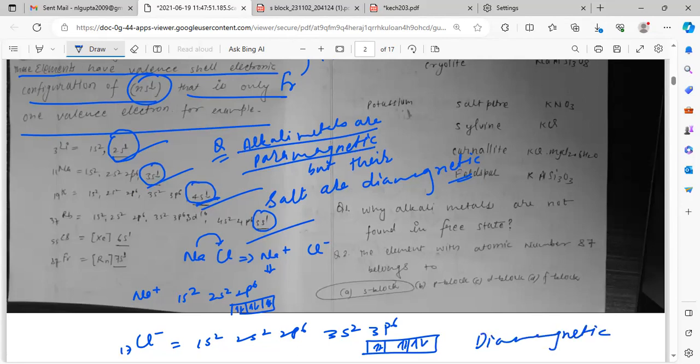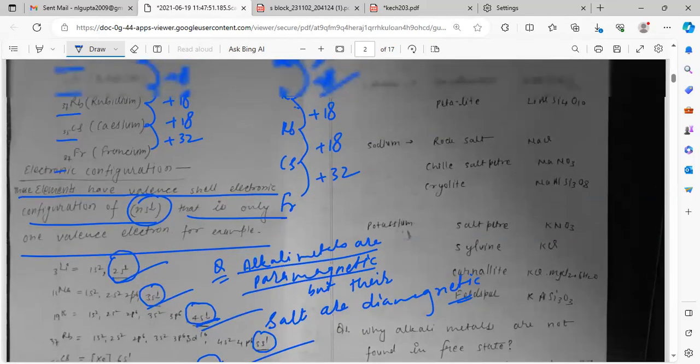Sir, these things are there in chapter 3, chapter 4, chemical bonding. There we are told that if we have one electron in the valence shell, then it is paramagnetic, and if the shell or orbital is filled, then it is diamagnetic. Okay. Thank you. Very good. You remind something.